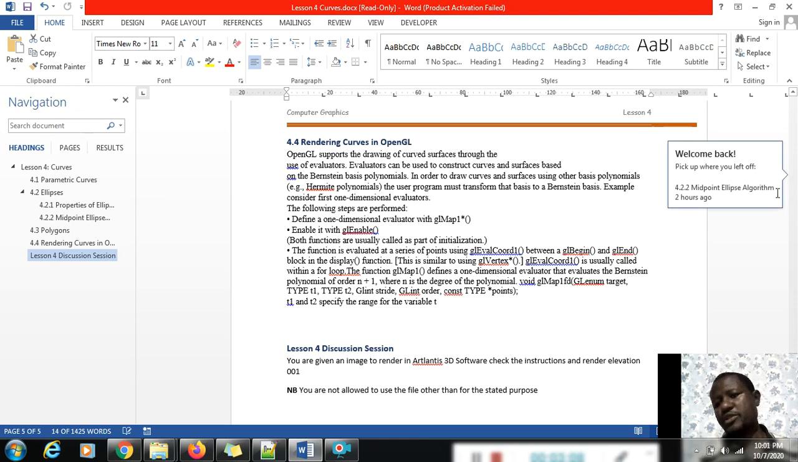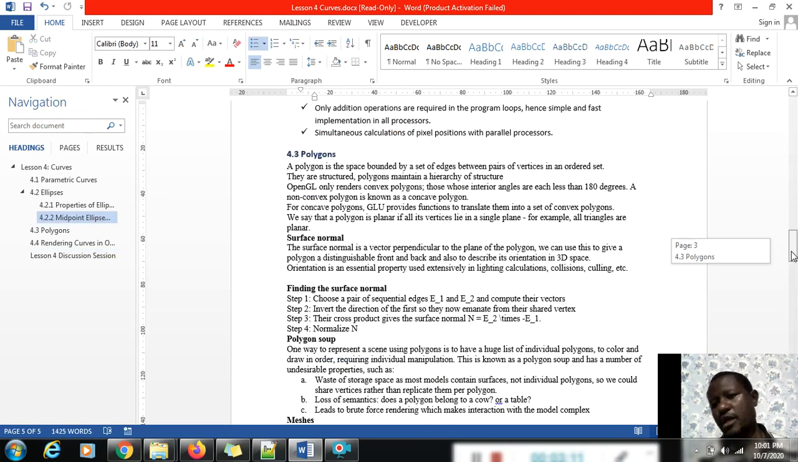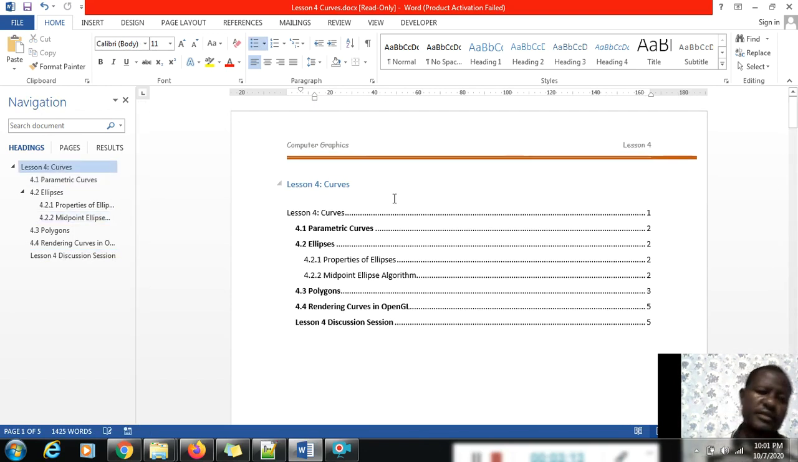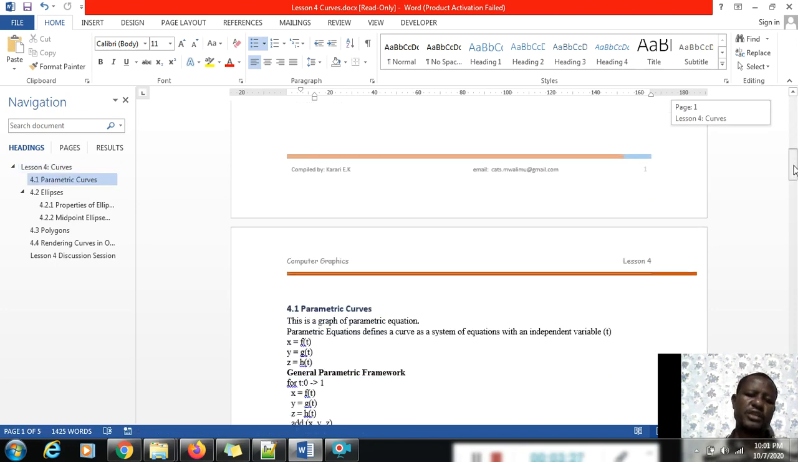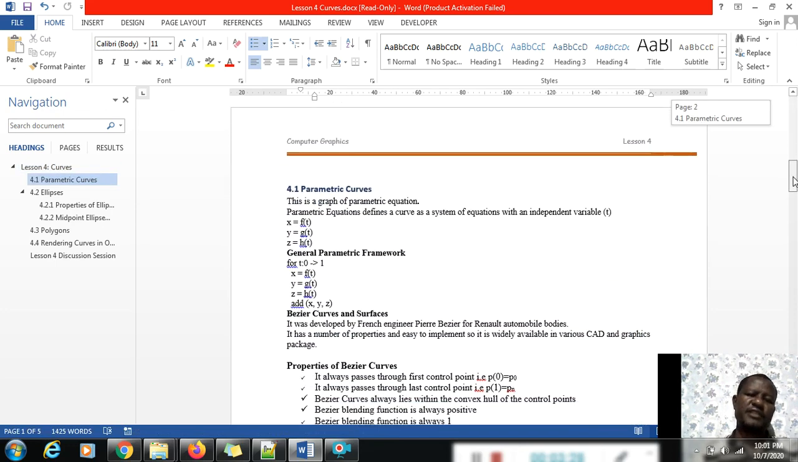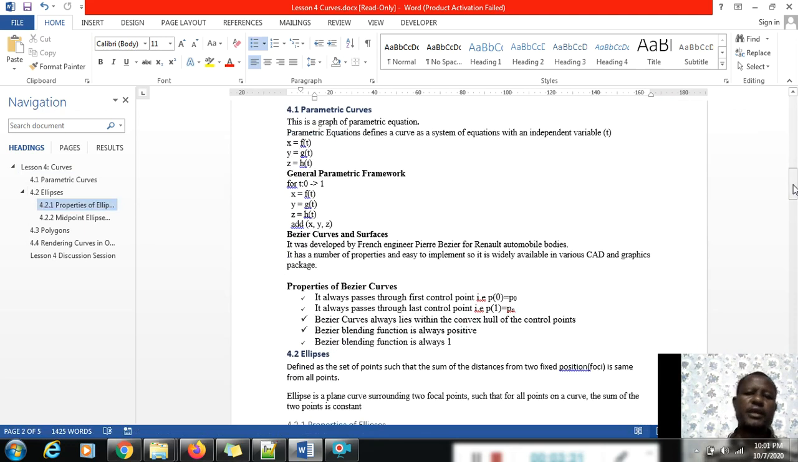There are several types of curves in WebGL. We can have parametric curves, we can have ellipses, we can have polygons. All these can generally be referred to as curves. Parametric curves are basically curves which are derived from parametric functions. We have the equations that can generate them. We have the independent variable, say t, subjected to a certain function yields x, y, z, which are the coordinates that define the curve.